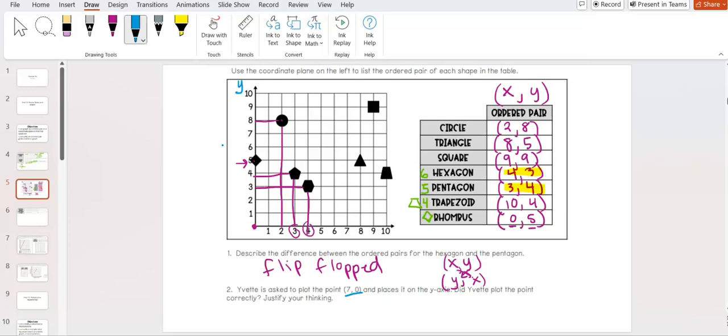Well, we just talked about how x always comes first, so that means I should have gone to 7 first and then not moved and gone to 0. So it really should be on the x-axis, not the y-axis. The reason is that 0 tells us not to move. So whichever letter is 0, the opposite letter is the axis our point is on. If y is 0, it's on the x-axis. If x is 0, like it is in our rhombus here, it's on the y-axis.